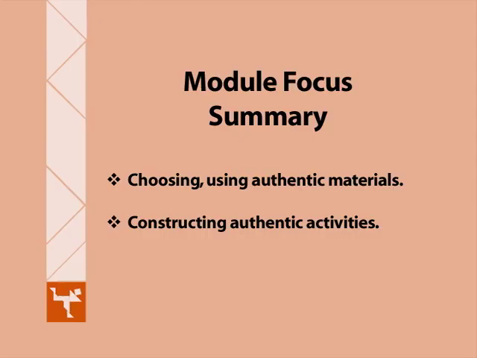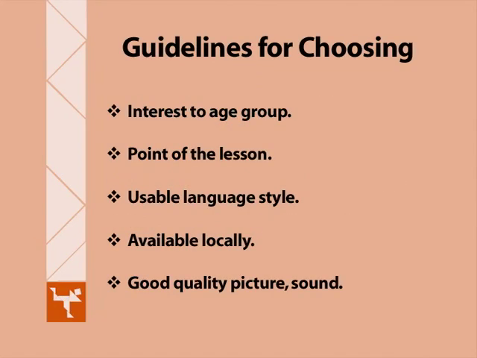Module focus. Summary. The focus in Module 8 has been on choosing and using authentic materials and constructing authentic activities. Some important things to consider are that they are of interest to the age group, they contain examples of the point of the lesson, they are in a style of English learners will hear and use, are available locally, and that they are of good quality in both picture and sound.